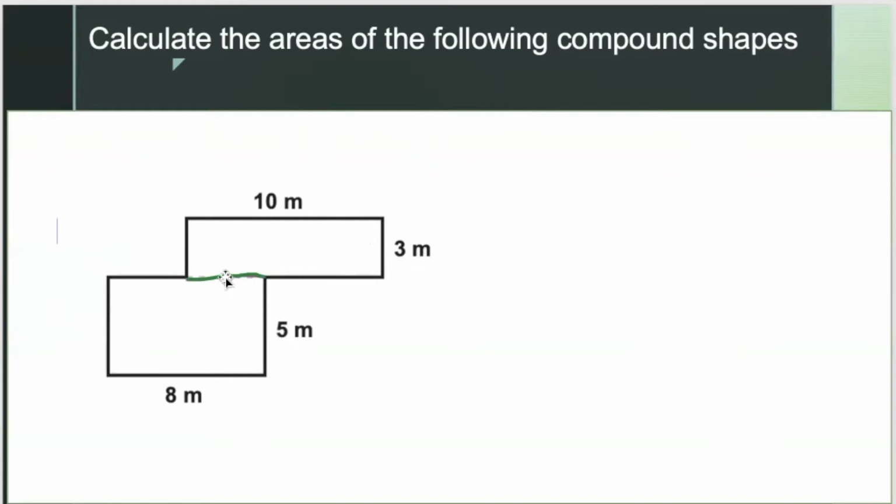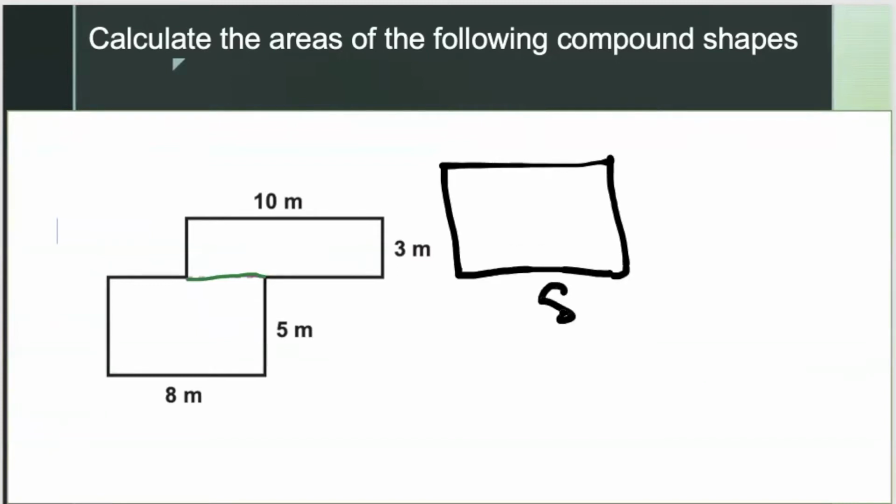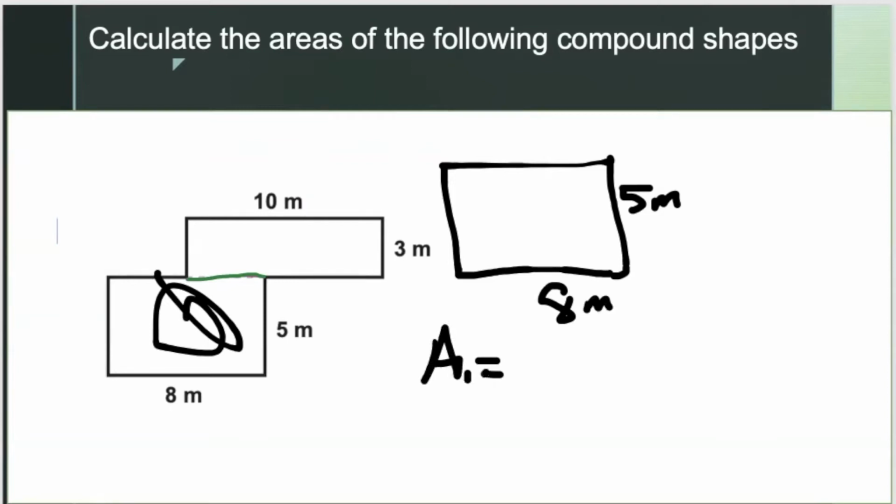As you can see, this rectangle, I have a width of 8 meters and a length of 5 meters. So I am going to just do a small sketch of what I have here. So this is 8 meters and this is 5 meters. So the area of this section, let's call it A1, is equal to 8 times 5, and that is 40 meters square.